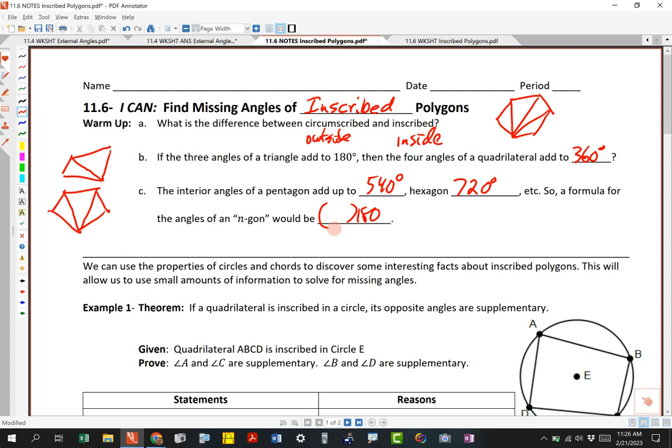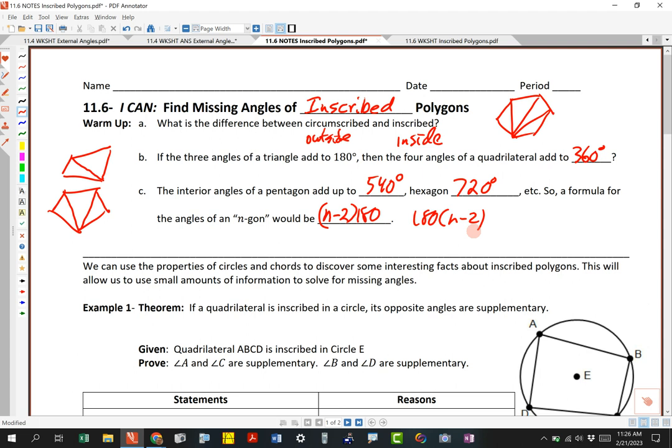Okay, so if you take the number of sides and subtract 2, that will tell you how many triangles you have. So if you have a 3-gon, you've got 3 sides. Take off 2 from the number of sides, you've got 1 triangle. If you've got a 4-gon, a quadrilateral, take off 2 from the number of sides. You've got 2 triangles. 2 times 180 would be 360. It works all the way on up. Okay? So you can do n minus 2 times 180, or you can do 180 times n minus 2. Doesn't make any difference because of the commutative property of multiplication.